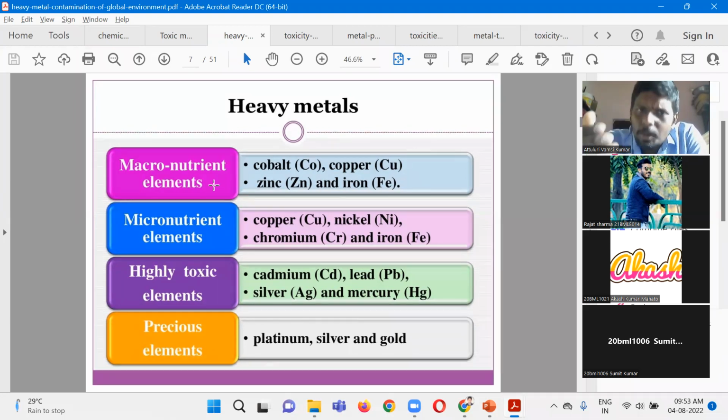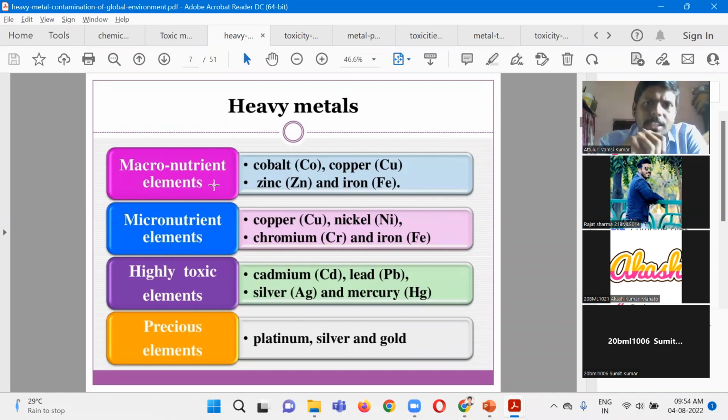Then zinc, copper, and cobalt. Copper will be bound with the calcium in the bones. So copper plays a vital role in many metabolic pathways. Then zinc. Zinc is important for uric acid metabolism, and some DNA metabolism requires zinc. Then cobalt we also need. These are the things that we need to take in our regular diet.